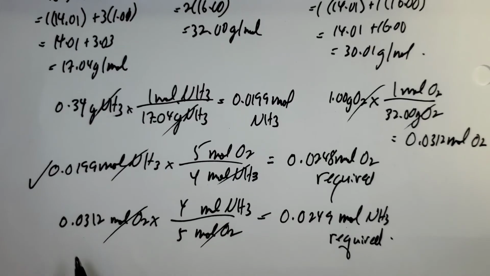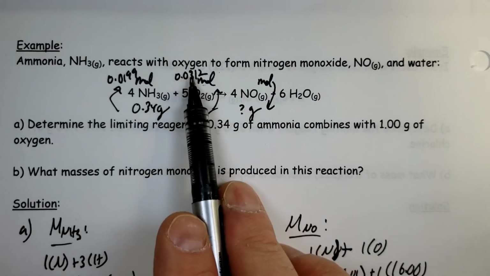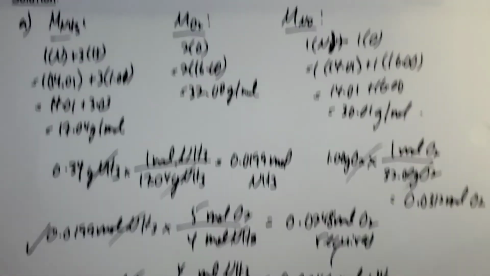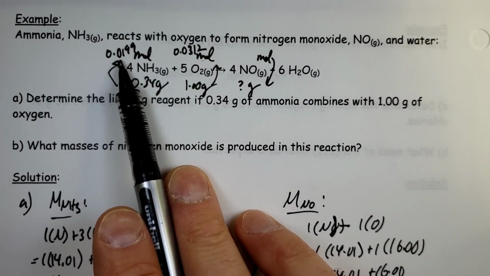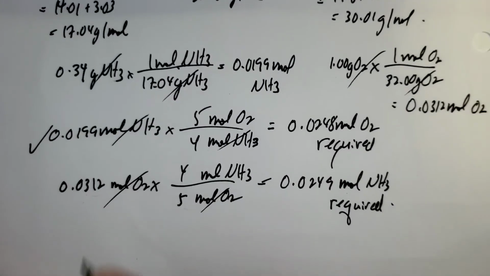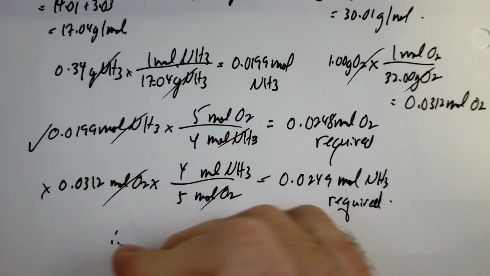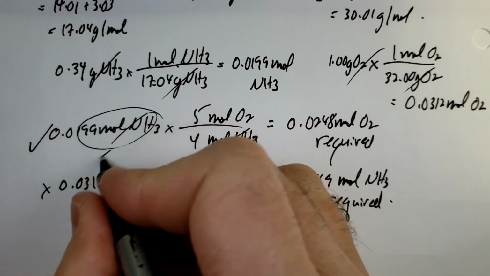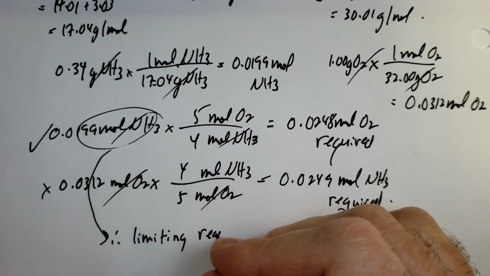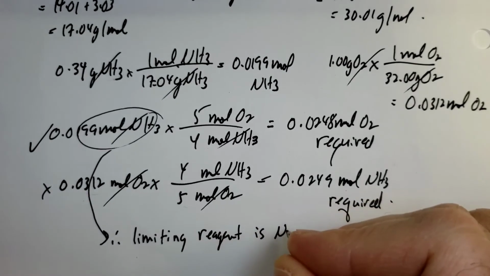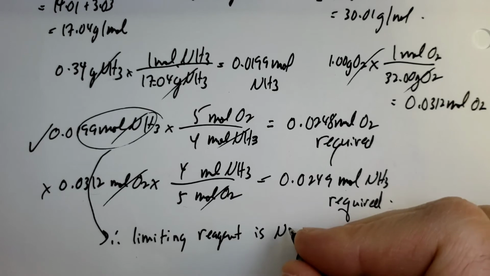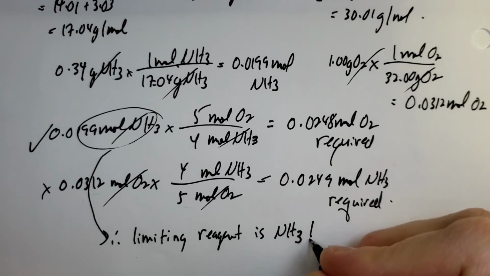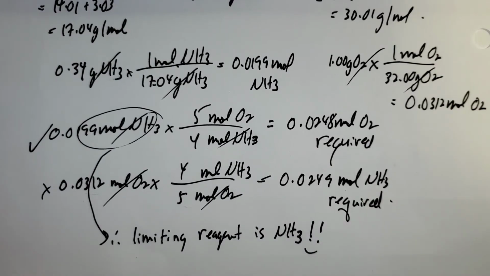Let's look at why the other one doesn't work. If I try to use up all the 0.0312, I need 0.0249 of ammonia. Do I have it? No, I only have 0.0199. So that doesn't work. So therefore, the limiting reagent is ammonia, because it's all going to get used up.